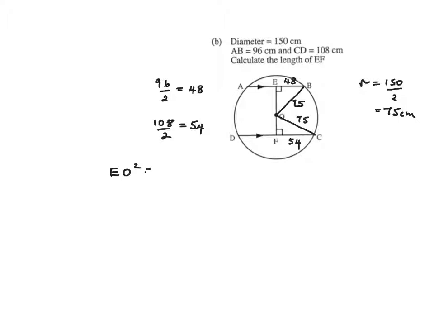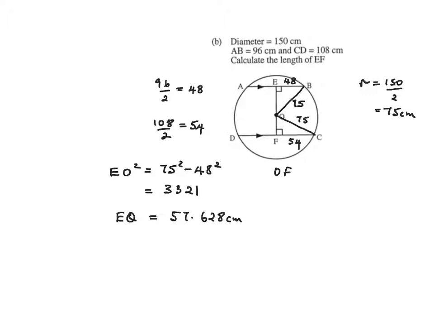So EO squared is 75 squared, take away 48 squared, and that equals 3321. And if we square root that, we get 57.628 centimeters.